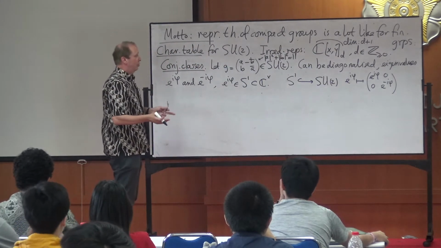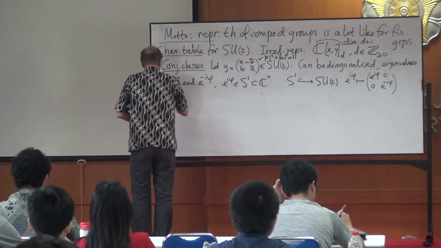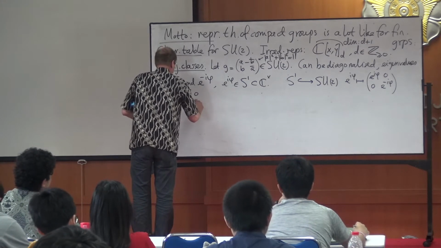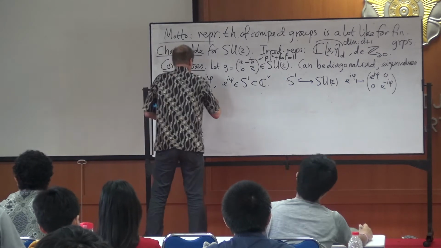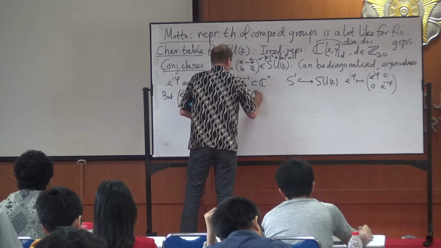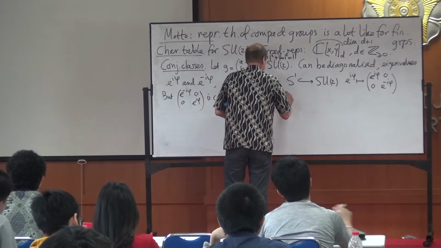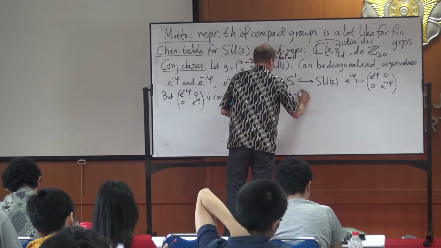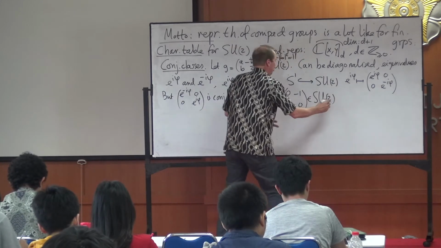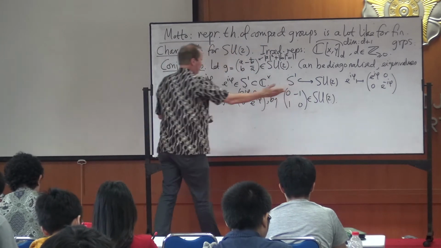And if I choose the other numbering, I get e to the minus I phi, 0, 0, e to the I phi, which is conjugated to e to the I phi, 0, 0, e to the minus I phi. And I think by this matrix 0, 1, minus 1, 0, right? This is an element in SU2, and it conjugates these two things. This one also has determinant 1, so it is okay.